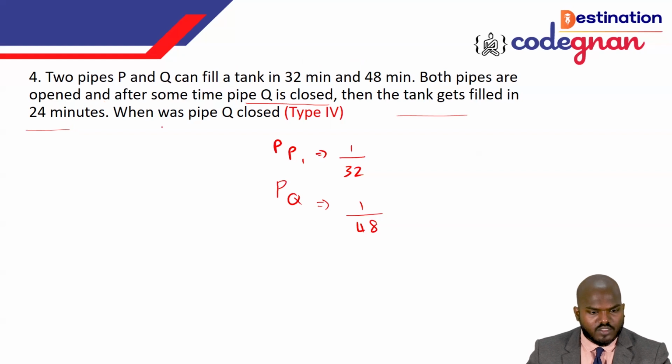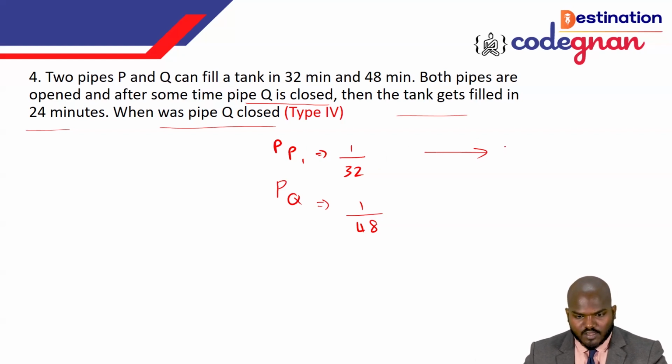We need to say when pipe Q was closed. That is a very interesting question. You see, guys, after pipe Q is closed, the tank is filled in 24 minutes. So pipe P is the one remaining to finish the remaining work. Initially P and Q are combined and working, but P is the remaining person to finish the work.